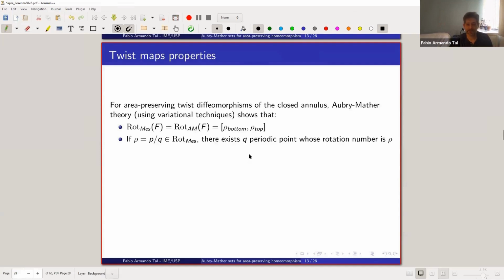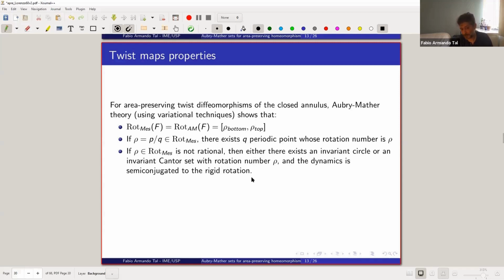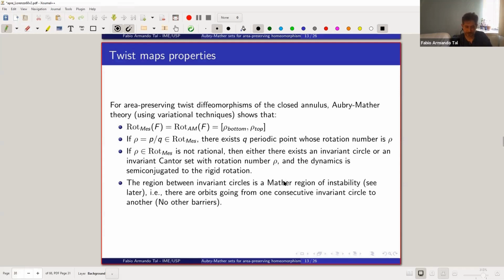And for any rational point, you find a periodic orbit with minimal period. And if it's not rational, then you either find an invariant circle, which has some irrational rotation number, or you find some invariant Cantor set. And the dynamics in this Cantor set is semi-conjugated to the rigid rotation. And in between two invariant circles we had what is called the Birkhoff region of instability.